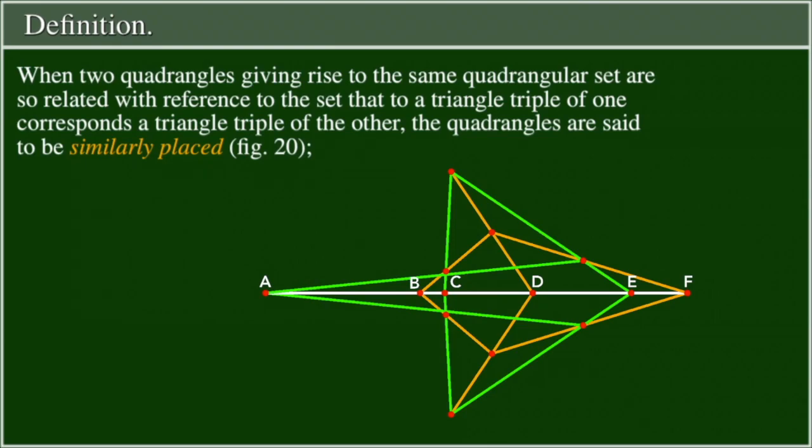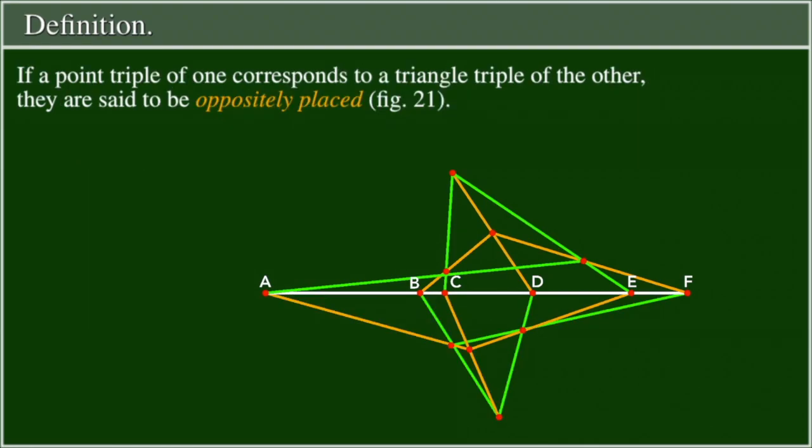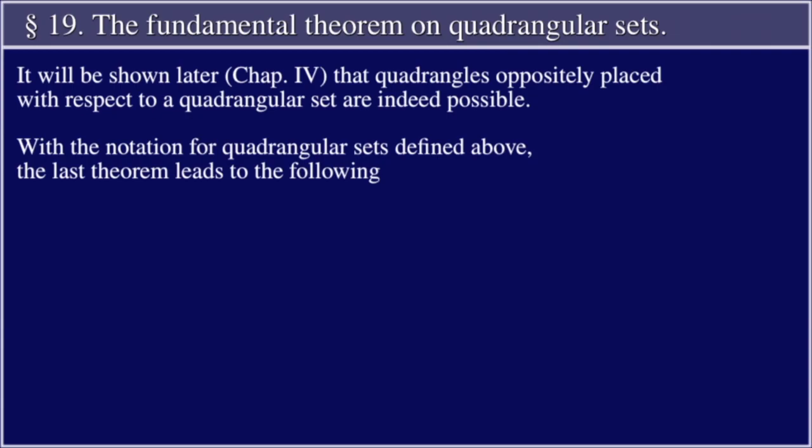that to a triangle triple of one correspond a triangle triple of the other, the quadrangles are said to be similarly placed. Figure 20. If a point triple of one corresponds to a triangle triple of the other, they are said to be oppositely placed. Figure 21. It will be shown later in Chapter 4 that quadrangles oppositely placed with respect to a quadrangular set are indeed possible. With notation for quadrangular sets defined above, the last theorem leads to the following.